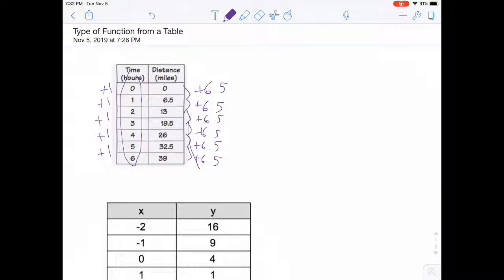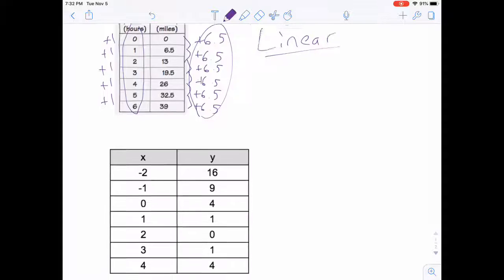So we notice that all of these are constant, and these are the first differences. First differences meaning I did it once. So since first differences are constant, this right here is a linear function. Okay, moving on to my second example.